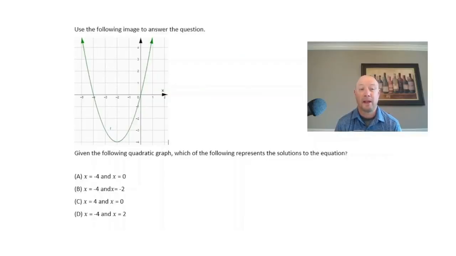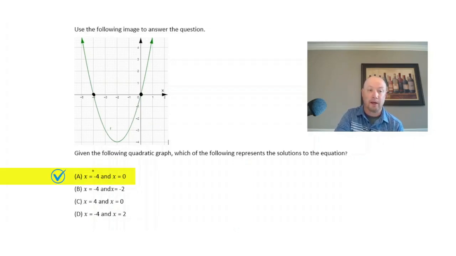Use the following image to answer the question. Given the following quadratic graph, which of the following represents the solutions to the equation? All right, so what we want to look for is the x-intercepts. If we look here, we have an x-intercept at negative 4, and we have an x-intercept at 0. So those are the solutions to the quadratic. So the answer here is just A.